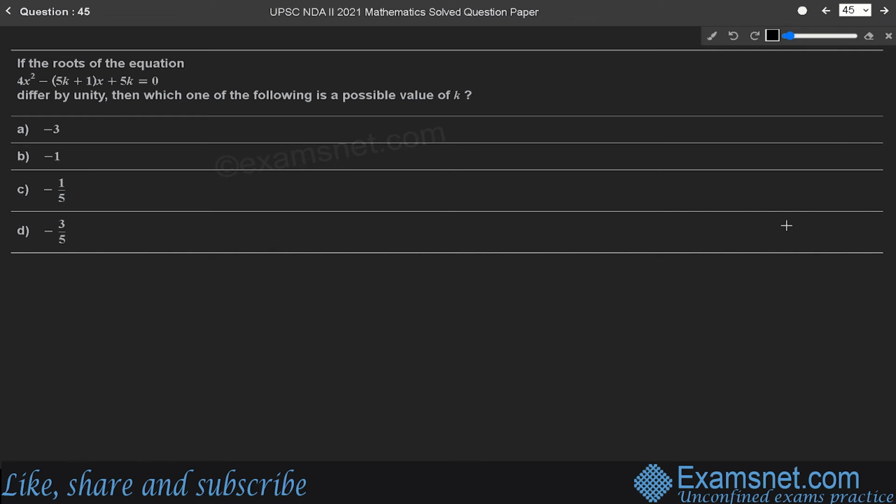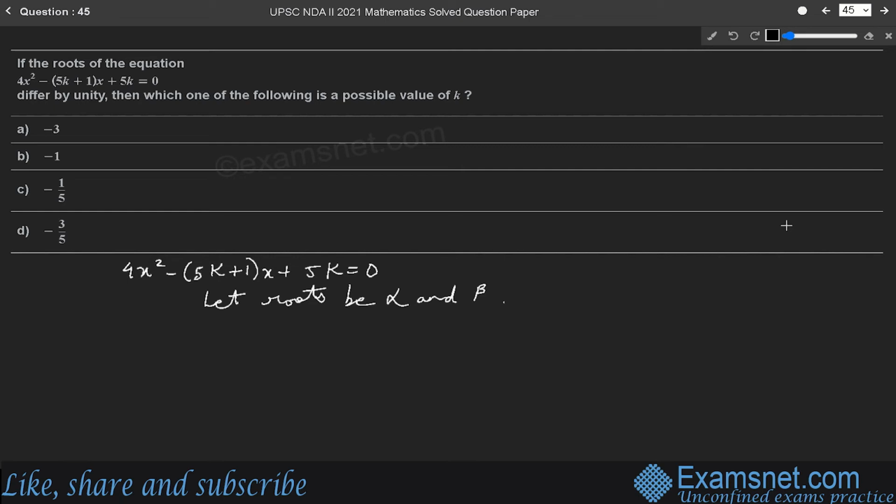Next question is, if the roots of the equation 4x square minus (5k plus 1) into x plus 5k is equal to 0 differ by unity, then which one of the following is a possible value for k? We know that it is a quadratic equation, and the roots of a quadratic equation are alpha and beta. So let the roots of this equation be alpha and beta.